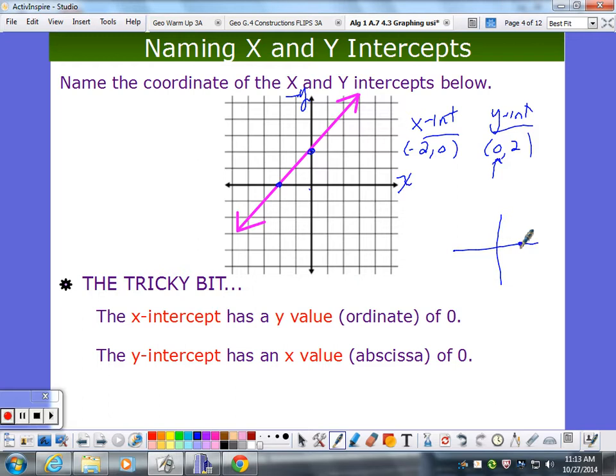Right, this is an x-intercept, right? Which is 0, the x or the y? Y equals 0. Here's a y-intercept. Which is 0, the x or the y? Draw that little picture to remind you if you forget. It's better than memorizing, right?